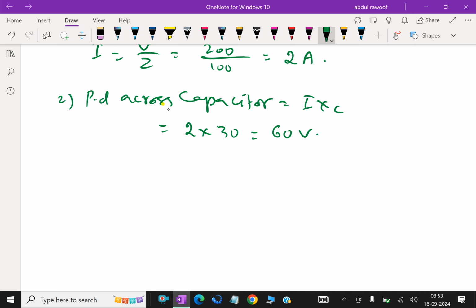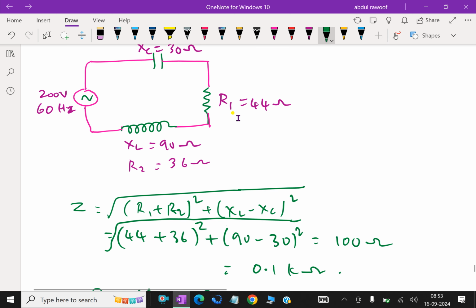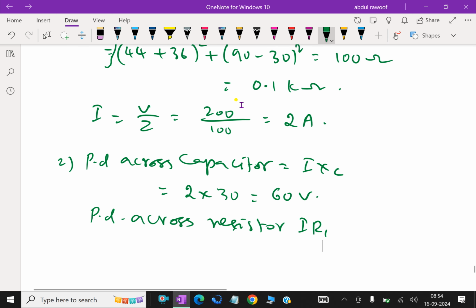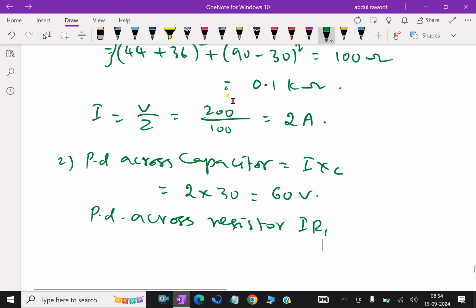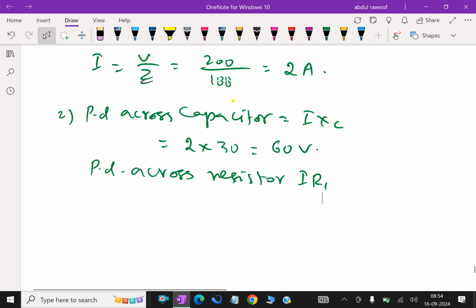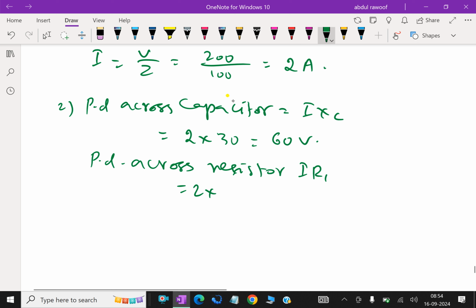The PD across the resistor, the potential difference across the resistor, is I R1. Across the resistor, I R1, that is 2 into 44, is 88 volts.